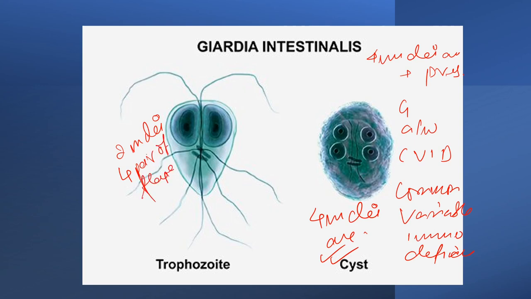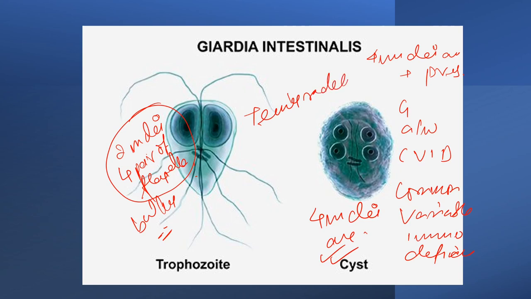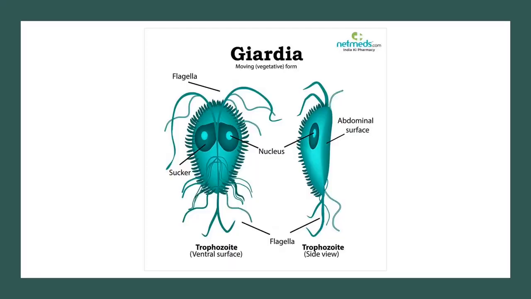Four pairs of flagella, bulky stool, you have to remember all of this. In case of morphology, this is important: two nuclei, four pairs of flagella, tennis racket appearance, teardrop appearance, monkey face appearance. Okay, let's see the next slide.